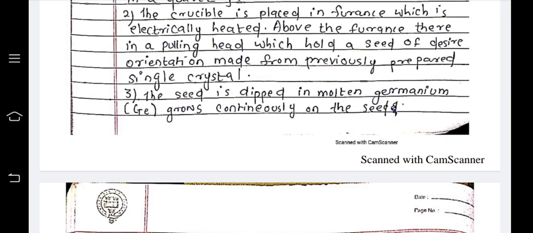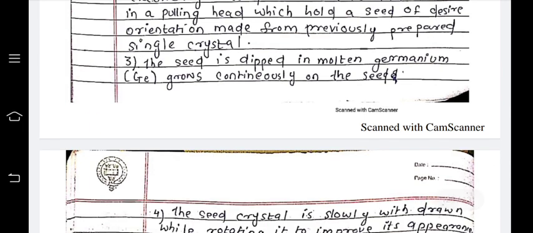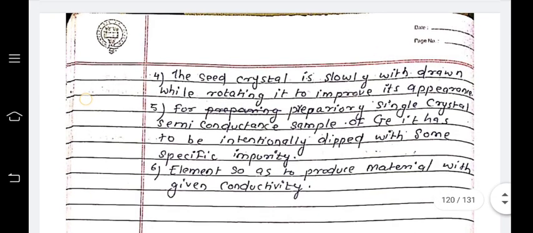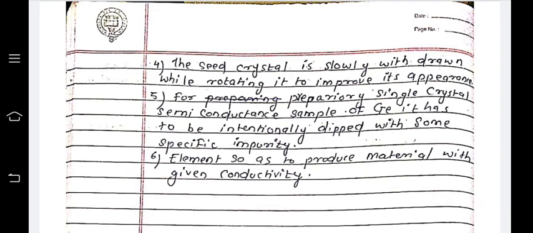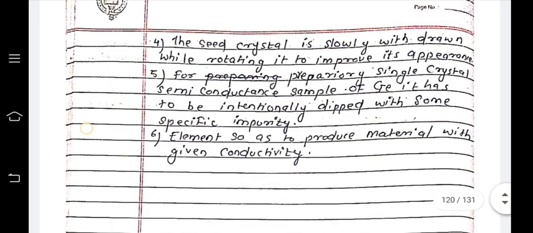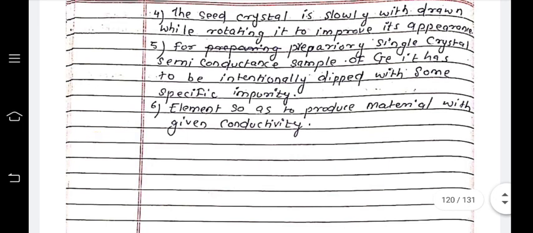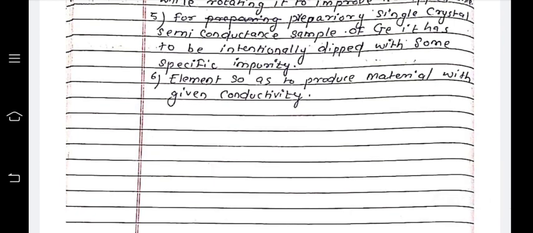The seed is dipped in the molten germanium, and crystal grows continuously on the seed. The seed crystal is slowly withdrawn while rotating it to improve its appearance. For the preparation of single crystals of semiconducting samples of germanium, it has to be initially doped with some specific impurity elements so as to produce the material with given conductivity.